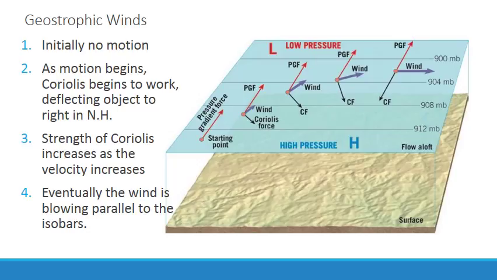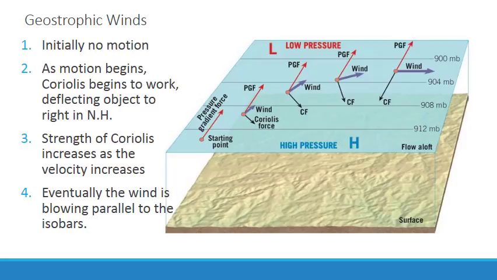Remember that the magnitude of the Coriolis force is proportional to the wind speed. The greater the wind speed, the greater the deflection. So eventually the wind turns so that it's blowing parallel to the isobars, at which point the pressure gradient force is exactly balanced by the opposing Coriolis. As long as those forces are balanced, the wind continues to flow parallel to the isobars at a constant speed.